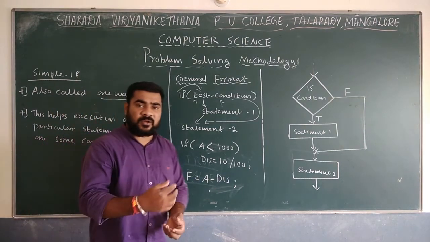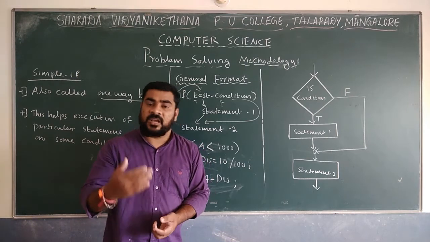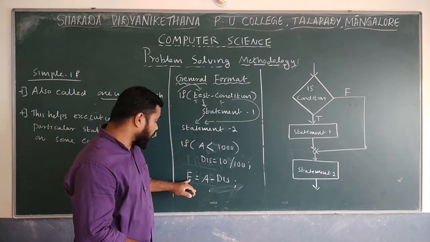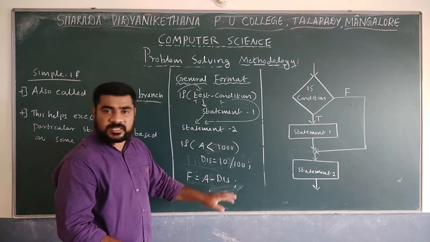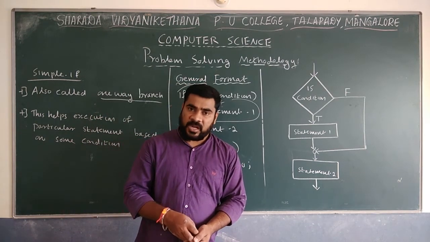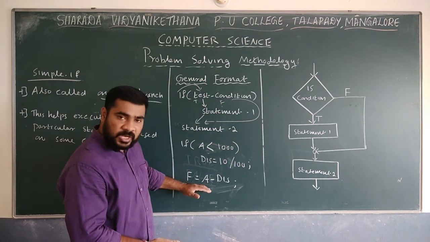So the discount will be available whenever the amount is more than 1000, which means we will get 10% discount. So that is given, final amount is equal to amount minus discount. The 10% has to be subtracted from the total amount. So that is the final bill. Like that we can use it.